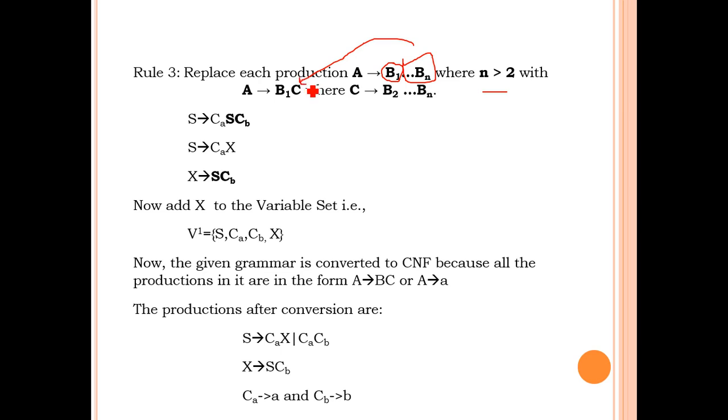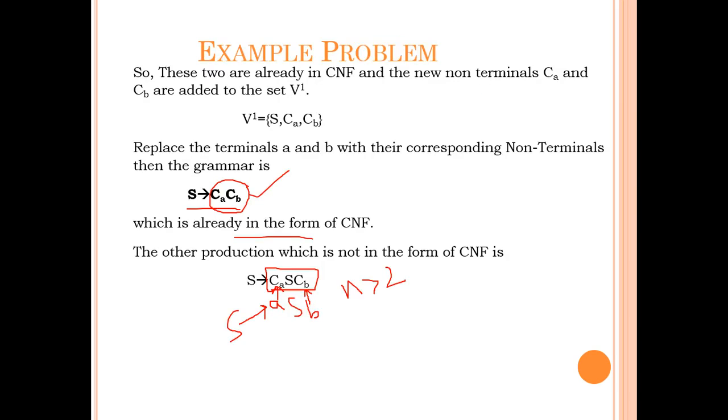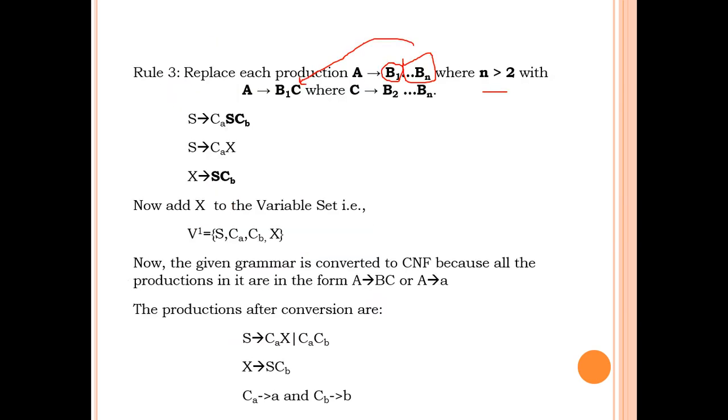new non-terminal. So what is the production here? S tends to CA S CB. So you can keep the first non-terminal as it is and introduce a new non-terminal. What is the new non-terminal here? X. What is X? X is S CB. Now these two productions are also in Chomsky normal form because both have length 2.